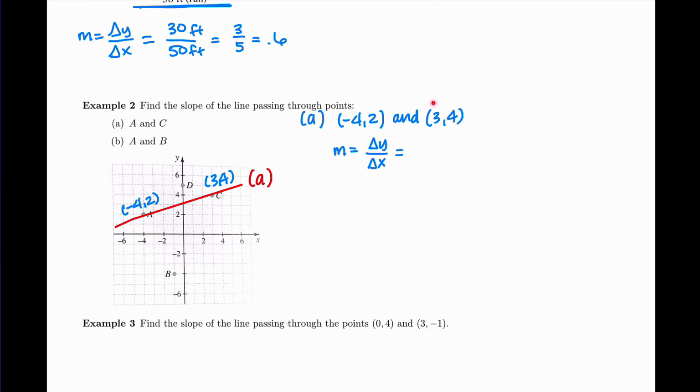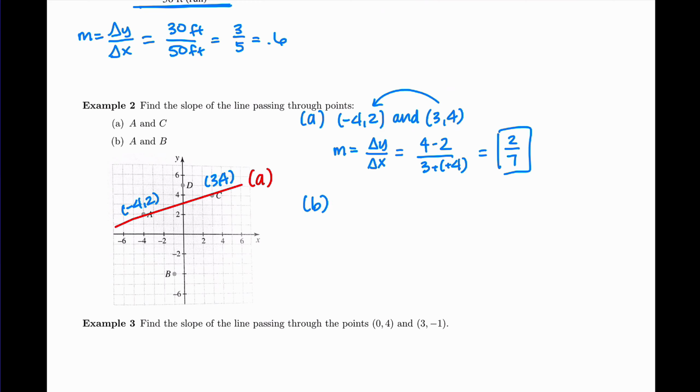So if I choose to do 4 minus 2, I'm forced to do 3 minus negative 4. I have to do them both in the same order. So I'll choose 4 minus 2. So I'm going this direction, and I'll draw that just to help me remember. So there's my change in y. My change in x then must be 3 minus negative 4. I have to go the same direction. So I get 2 over 3 minus negative 4 will be plus positive 4, so 7. So my slope here is 2/7.